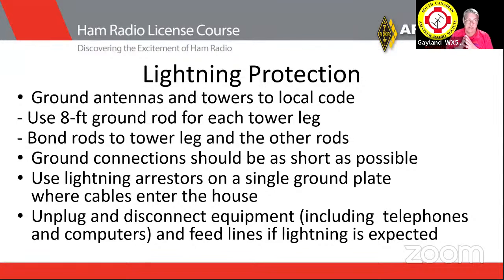If you're expecting lightning, unplug. Make sure your antenna connections are off. Unplug it from the wall. Isolate that equipment. Don't forget your internet lines, your Cat6 cables. If you've got a phone line running to something, don't forget those. Those are susceptible too.